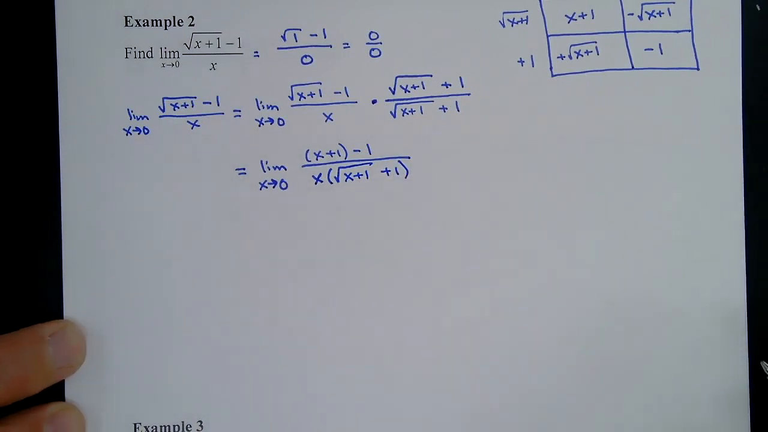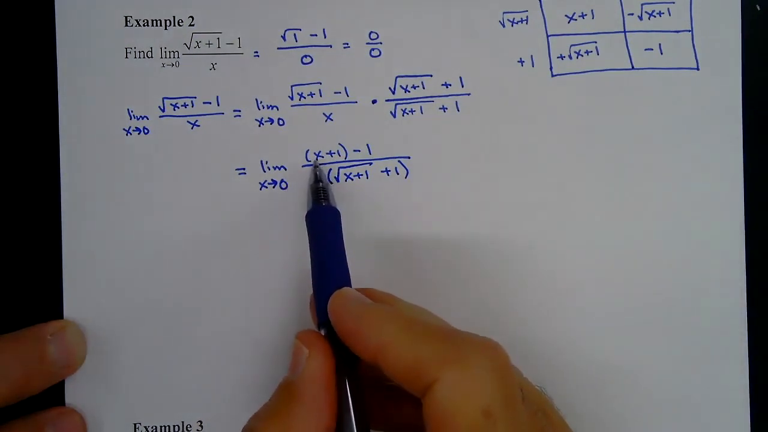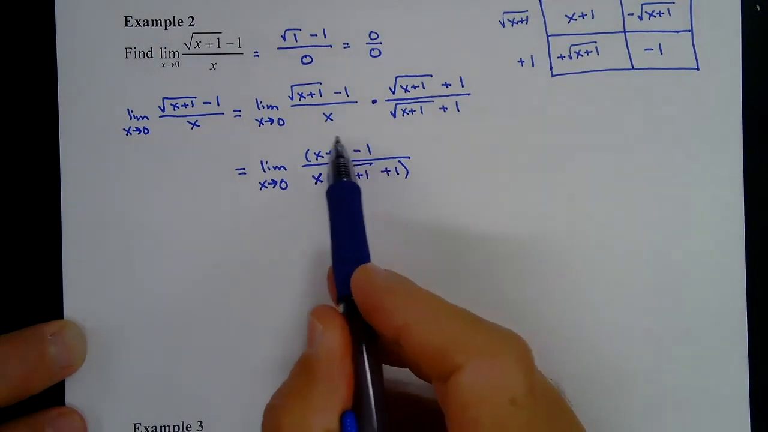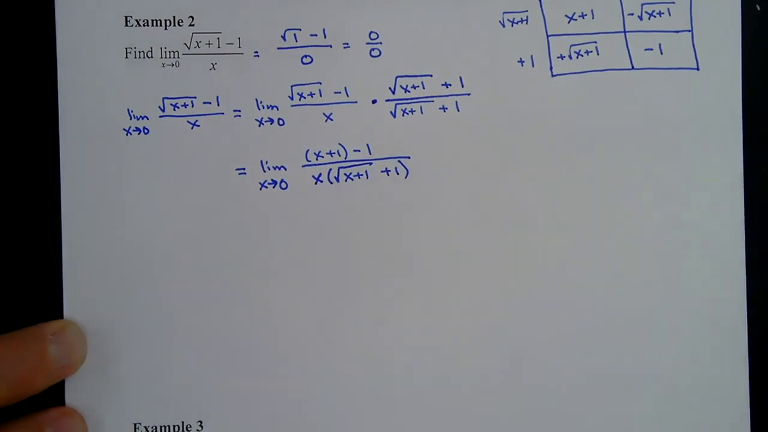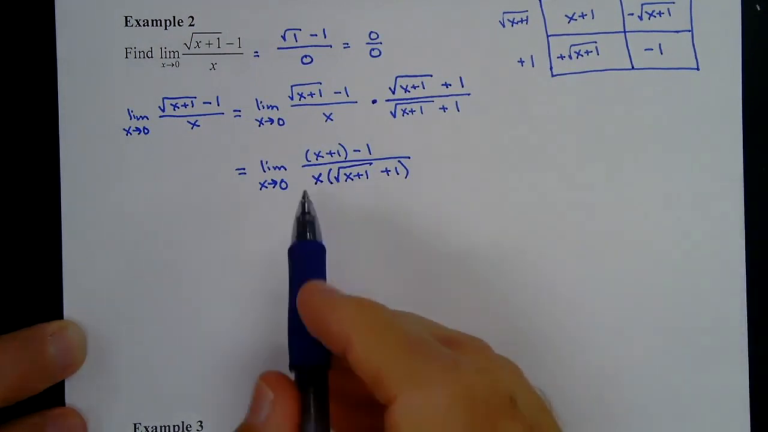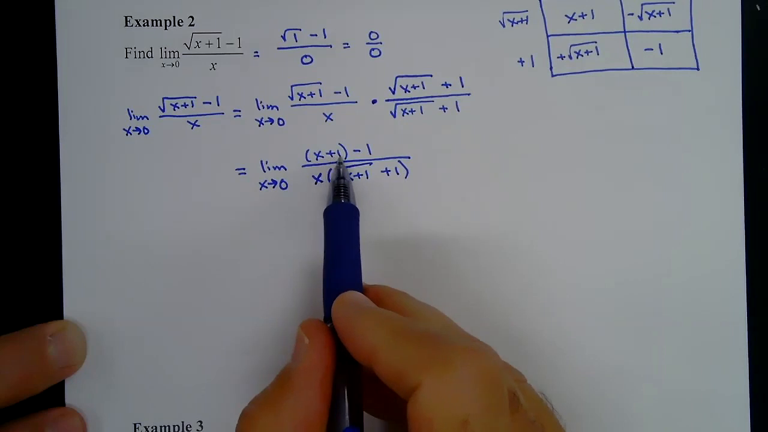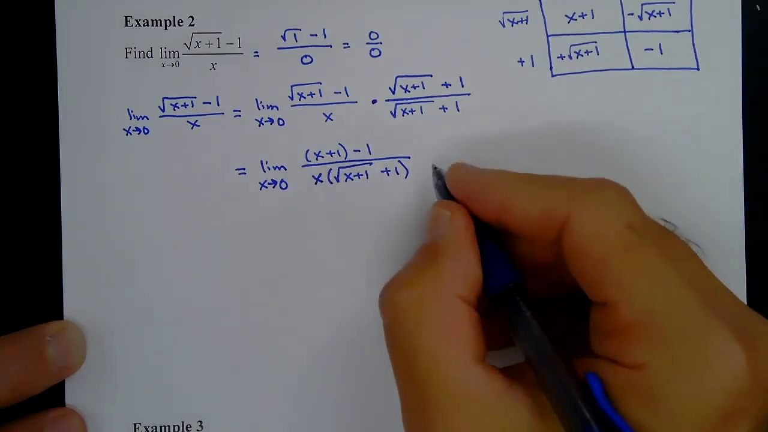plus 1. Okay? So if we try to do direct substitution, even right now, we would get 0 plus 1 minus 1. This top would still be 0. This bottom would still be 0. So we still have problems, okay? But we can clean this up a little bit because this numerator becomes x plus 1 minus 1, or just x.